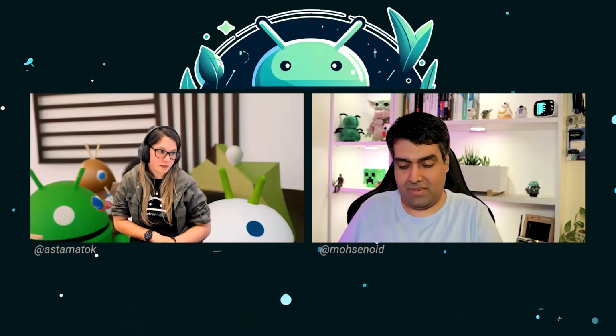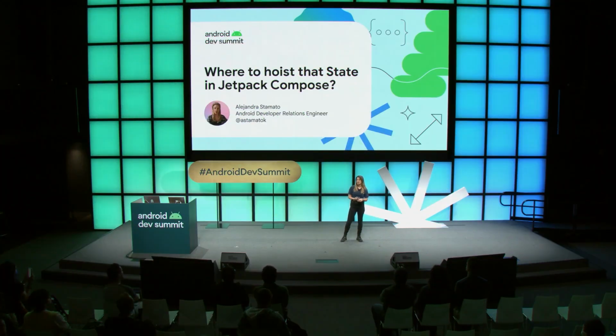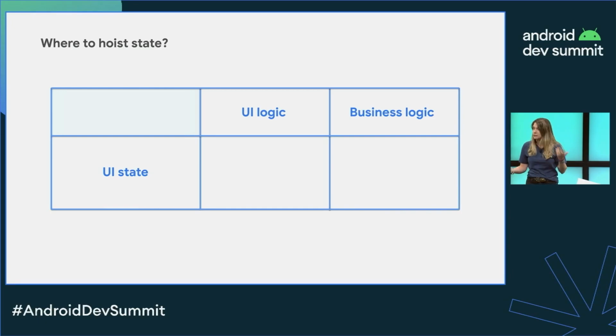Yeah, let's see. Here we'll try to find the answer to a question: where to hoist state in Compose. And what state are we referring to? UI state, or what you need to display in your app, together with the internal state of UI elements. In any Android app, there are also two types of logic: UI logic, or how to display your state on the screen, for example, how to show a list of messages, and the business logic, which are the rules that make your app, like where these messages come from and your data sources. Where you hoist your state will depend on what type of logic reads or writes your state.